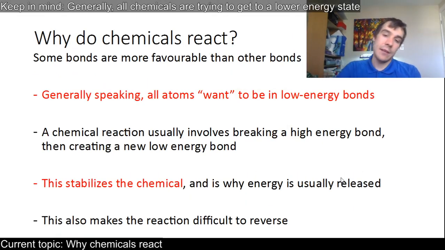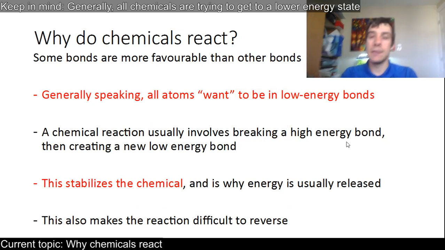Why chemicals react? Chemicals react because some bonds are more favorable than other bonds, and that's really the main reason here. Generally speaking, they're all trying to get to a lower energy state in some way. So typically that means that we're going to break a high energy bond and create a new low energy bond, and that's a more stable thing to be in, and that's why energy is usually released. It also makes it hard to reverse the reaction.